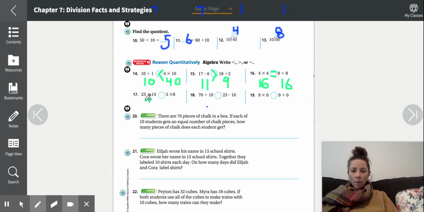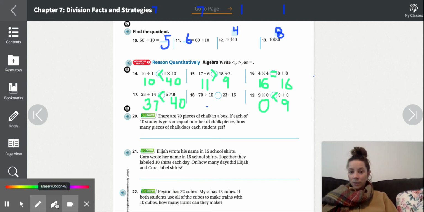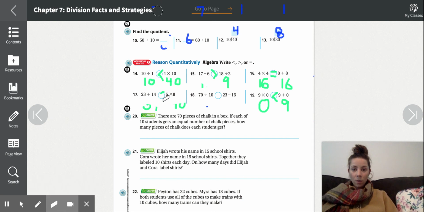All right, number 17, if I add 23 plus 14, you should have gotten 37. 5 times 8 is 40. So that one is a less than. We already did number 18 together. 19, 9 times 0 is 0. 9 plus 0 means you start with 9 and add nothing. So that's actually 9. So that's another less than. How'd you do on those? All right, so let's do a couple of these word problems together. Let's get rid of this so we can just focus on the word problems.